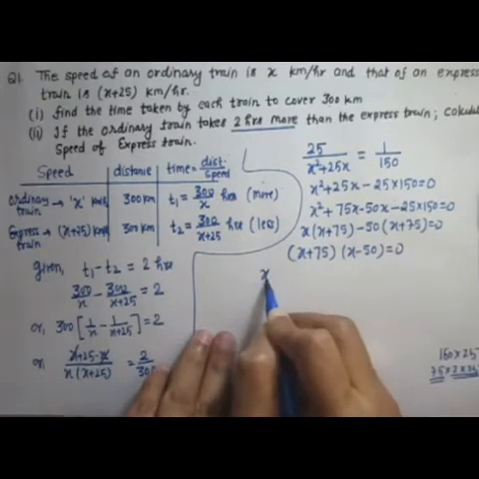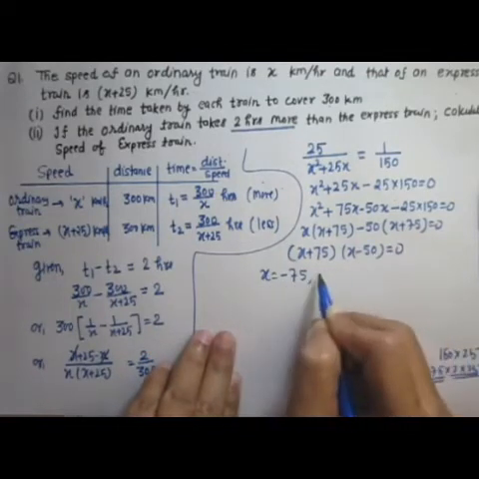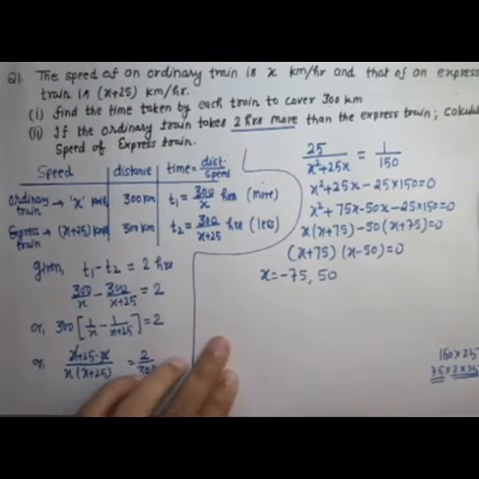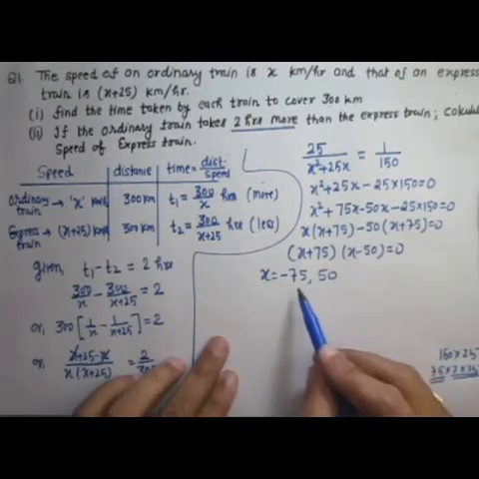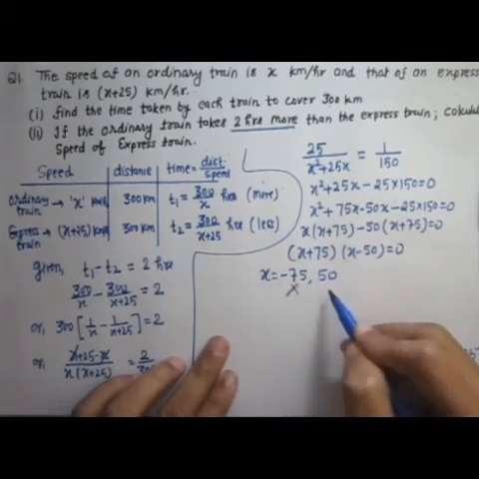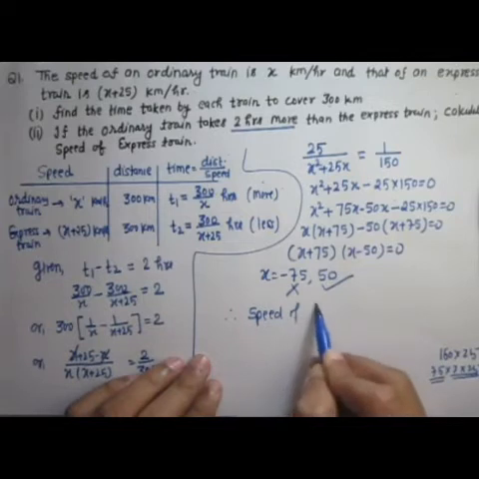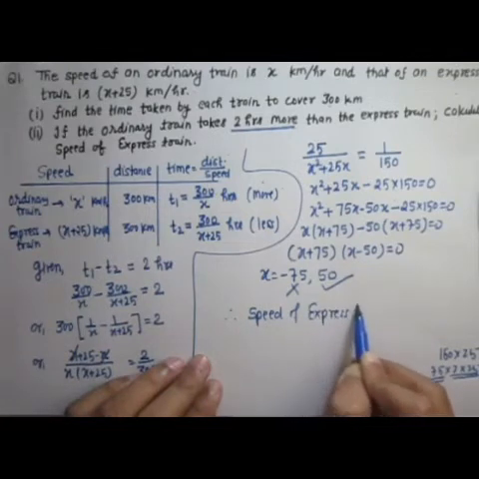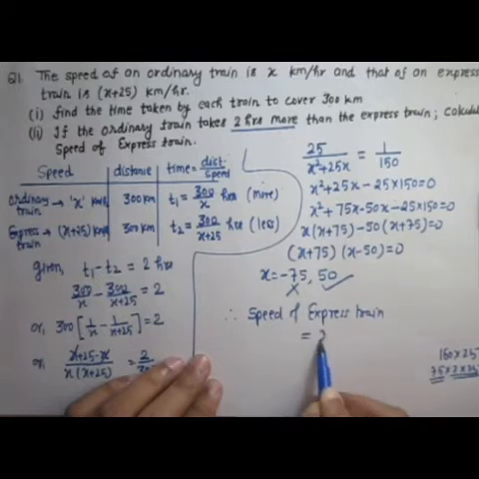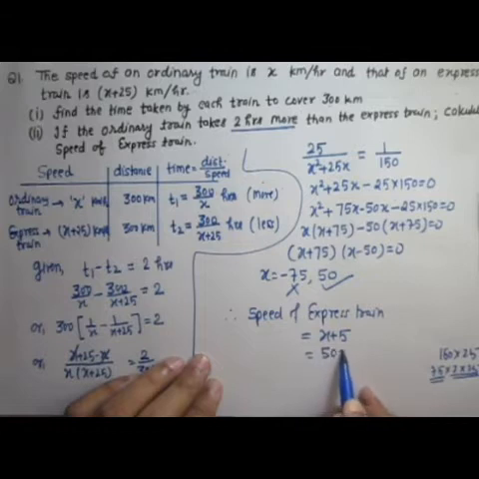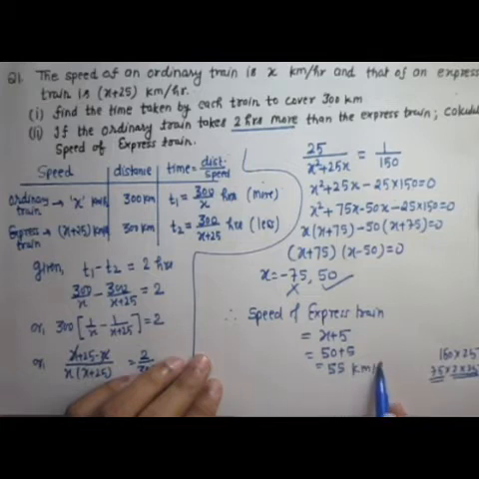So from here you will get x is equal to minus 75 and from here you will get x is equal to 50. Now minus 75 is not acceptable because speed cannot be negative, so reject this value. 50 is acceptable. So the speed of express train will be x plus 5, that is 50 plus 5, that is 55 kilometer per hour. So this is the answer.